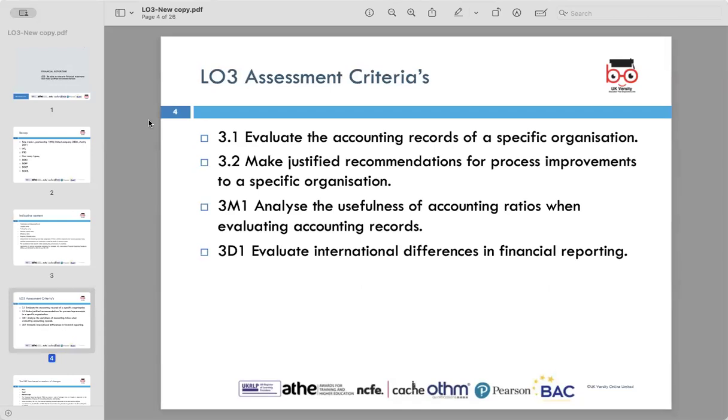This is the assessment criteria for your assignment. Evaluate the accounting records of specific organizations, making justified recommendations for process improvement to a specific organization. Analyze the usefulness of accounting ratios when evaluating accounting records. Evaluate international differences in financial reporting. We will discuss the assignment in detail tomorrow, but this is the assessment criteria for learning outcome 3 in terms of your assignment.